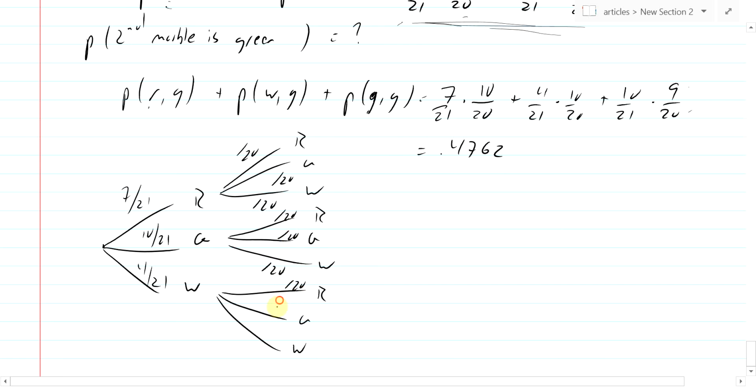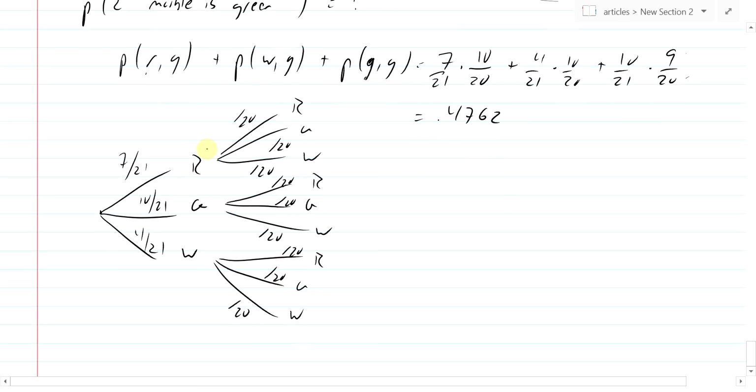Right? Because there's only 20 marbles if you're picking without replacement. So if you've already picked one red, you've only got 6 reds left, but you still have all 10 greens and all 4 whites. If you already picked one green, you only have 9 greens, but you still have all 7 reds and all 4 whites. And if you've already picked one white, then you have 3 whites, you have all 10 greens and all 7 reds. And so those are the various probabilities.